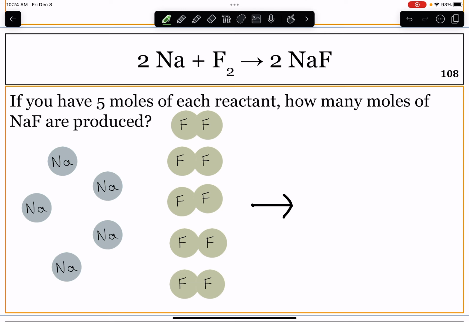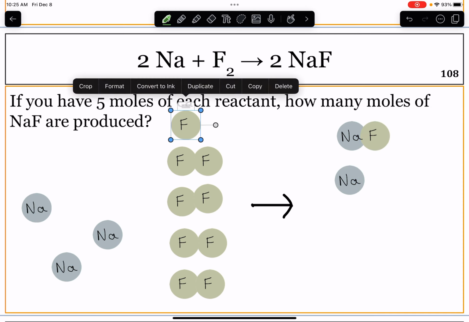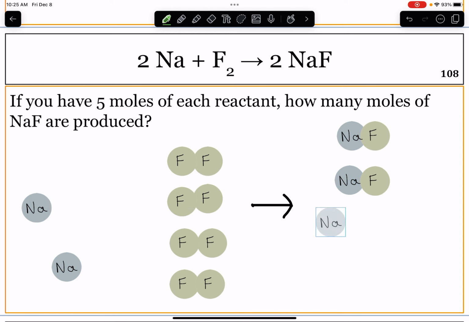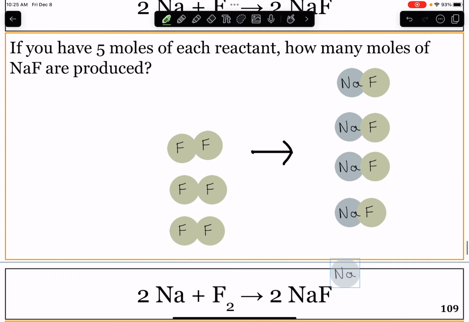In chemical reactions, the reactants are going to break their bonds and then reform. So we break a bond here in the diatomic fluorine, and we're going to create our products. We're going to keep creating products until we run out. The product is NaF, and we are creating them here.